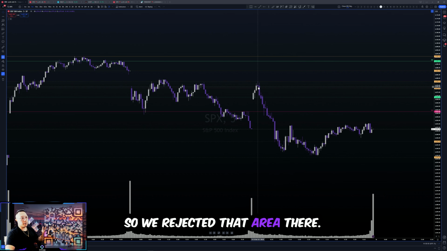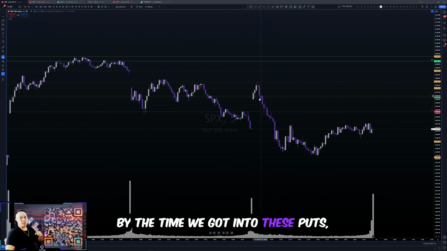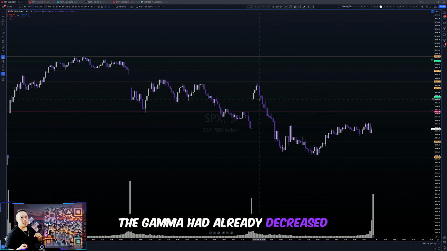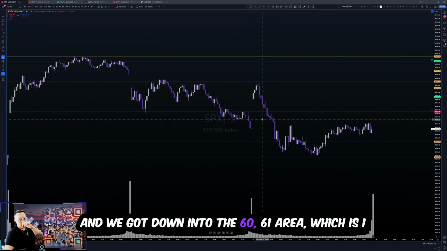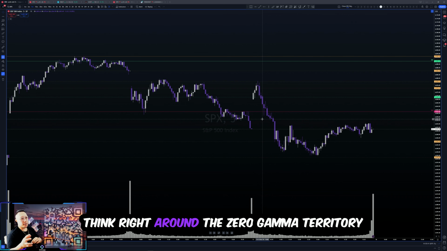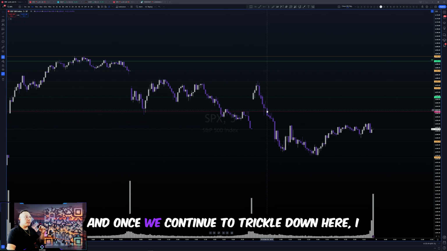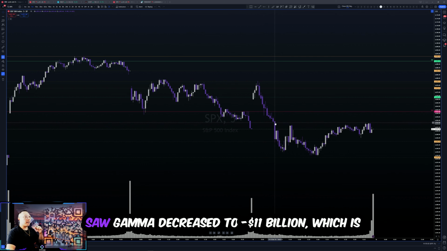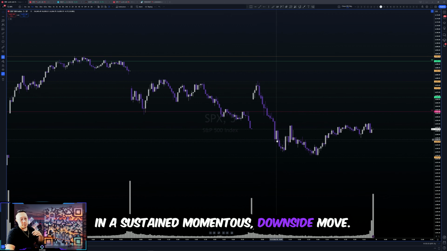So we rejected that area there. We broke back down into 60.69. By the time we got into these puts, the gamma had already decreased by 10 billion into 4 billion. Once we got into those puts and we got down into the 60.61 area, which was, I think, right around the zero gamma territory for intraday, the gamma flipped negative. And once we continued to trickle down here, I saw gamma decrease to minus 11 billion, which is pretty bearish and helps to find confluence in a sustained momentous downside move.